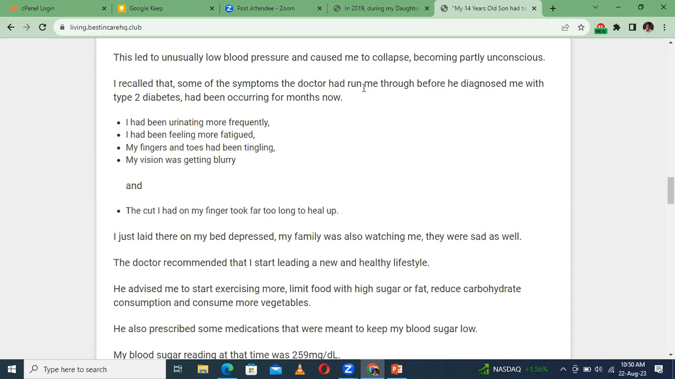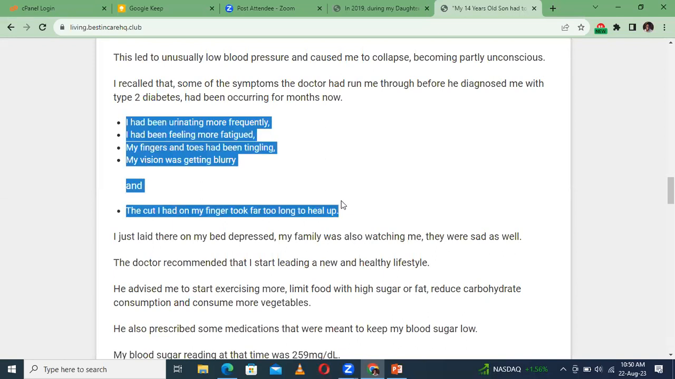Okay, so let's proceed. Yeah, run me through. I recall that some of the symptoms the doctor had drawn me through before he diagnosed me with type 2 diabetes had been recurring for months now. I've been urinating more frequently. I've been feeling more fatigue. My fingers and toes had been tingling. My vision was getting blurry, and the cut I had on my finger took far too long to heal. These are symptoms of diabetes, just as I showed you that other time.